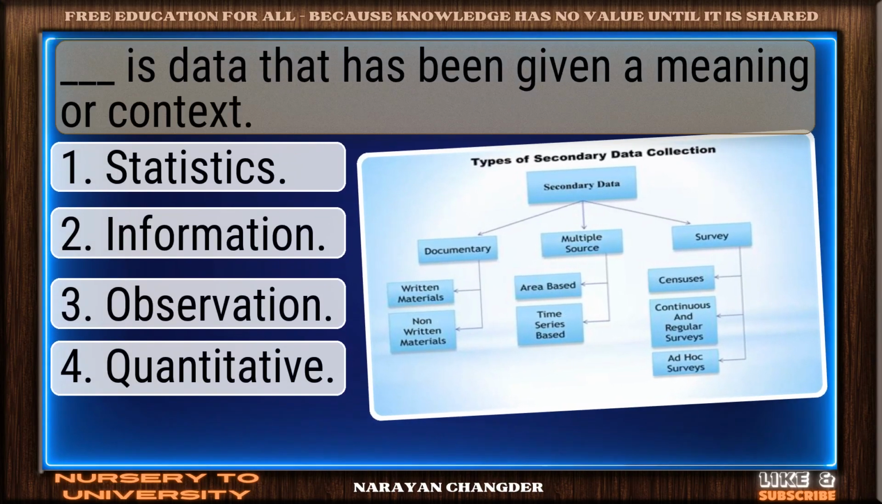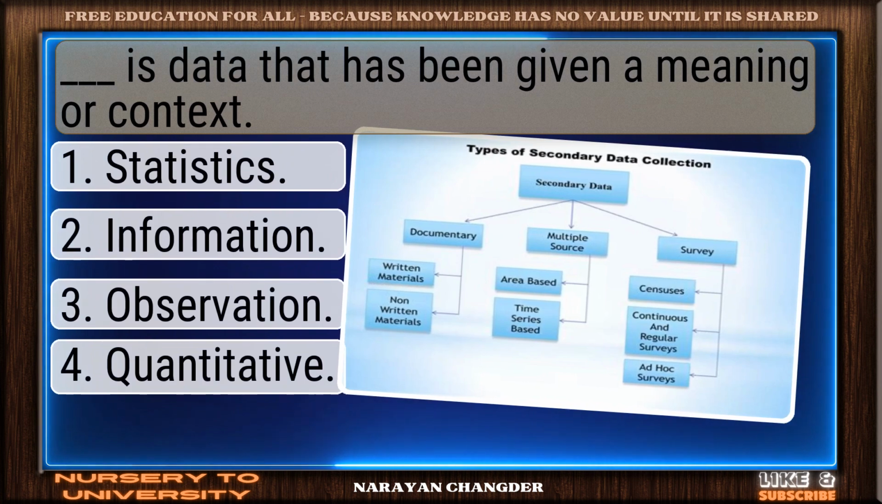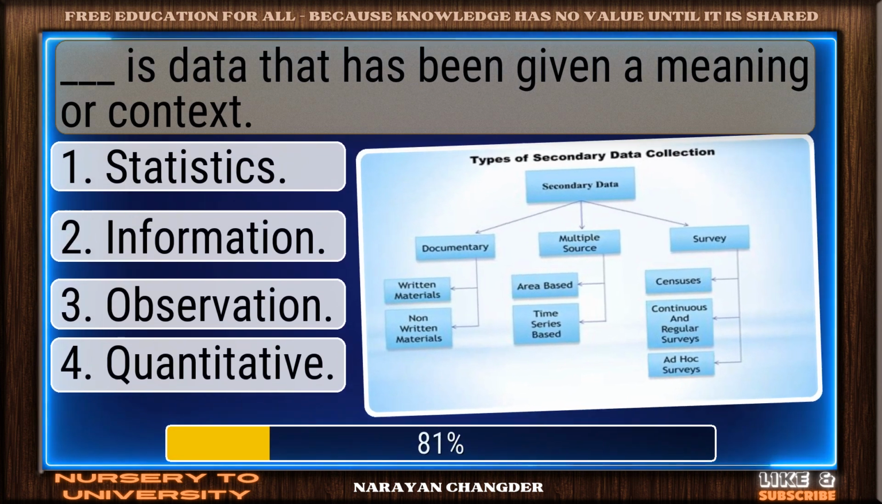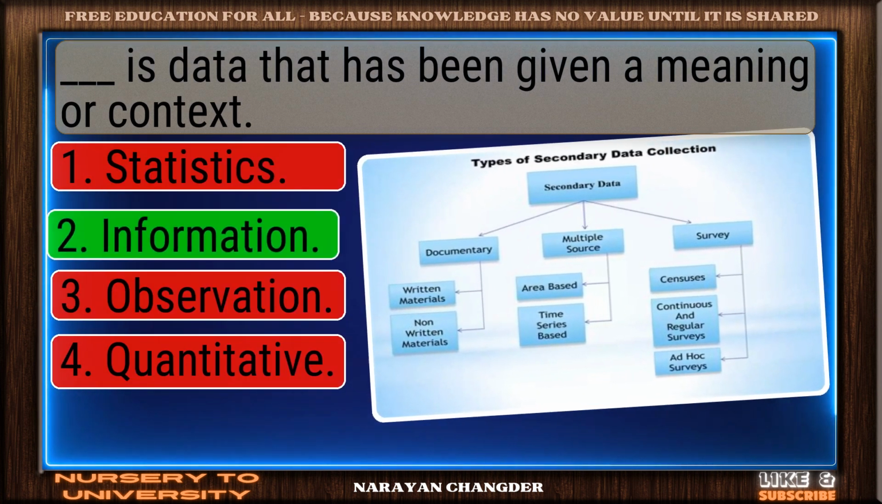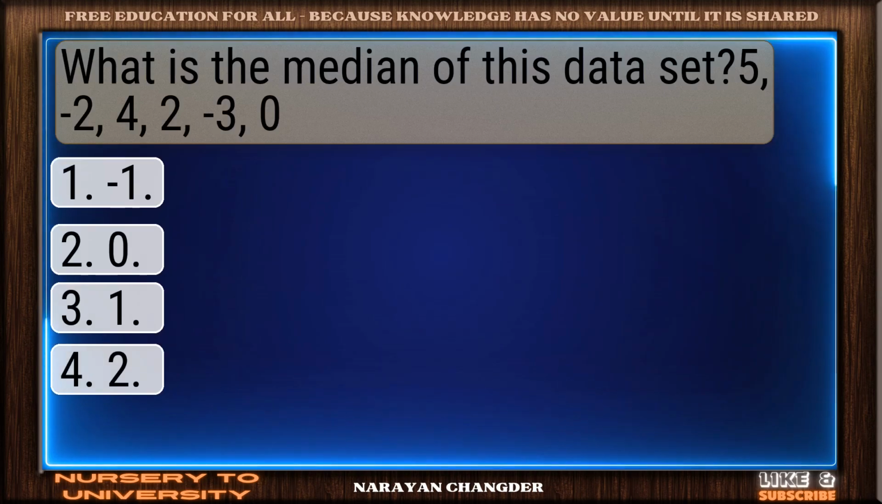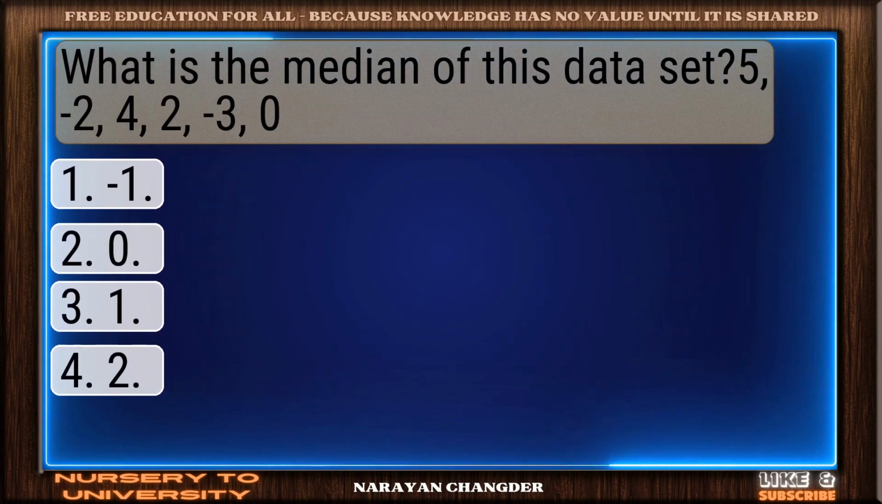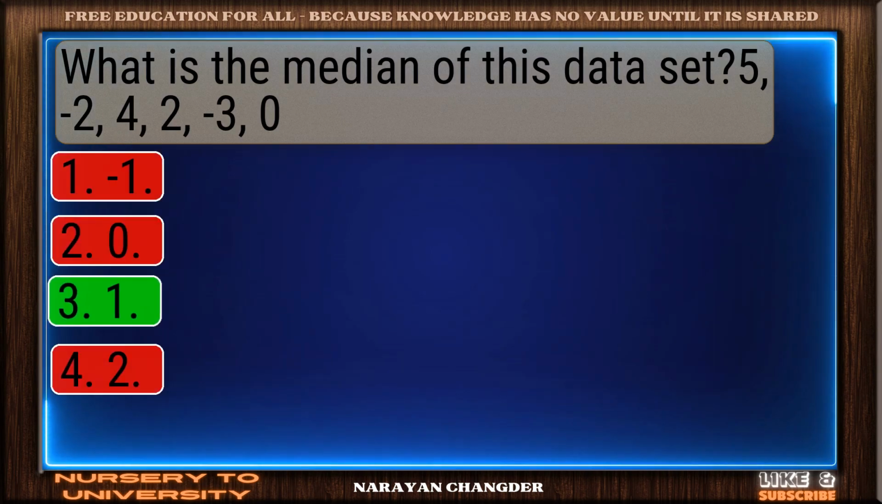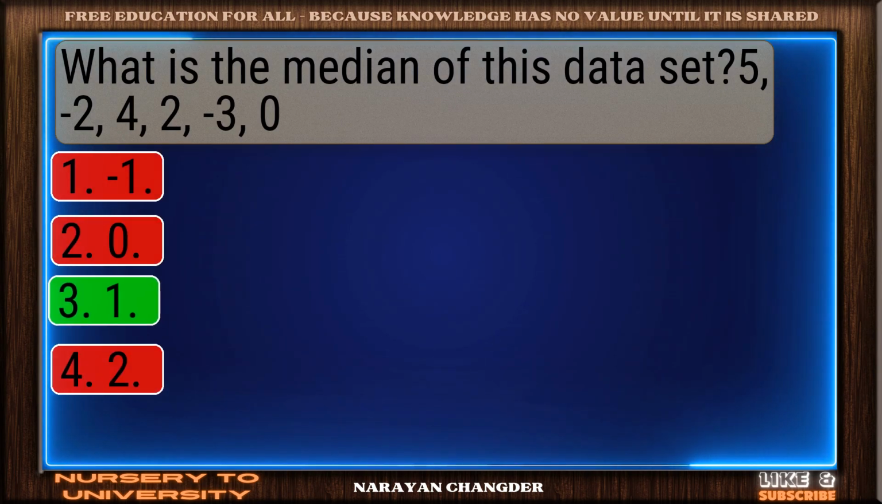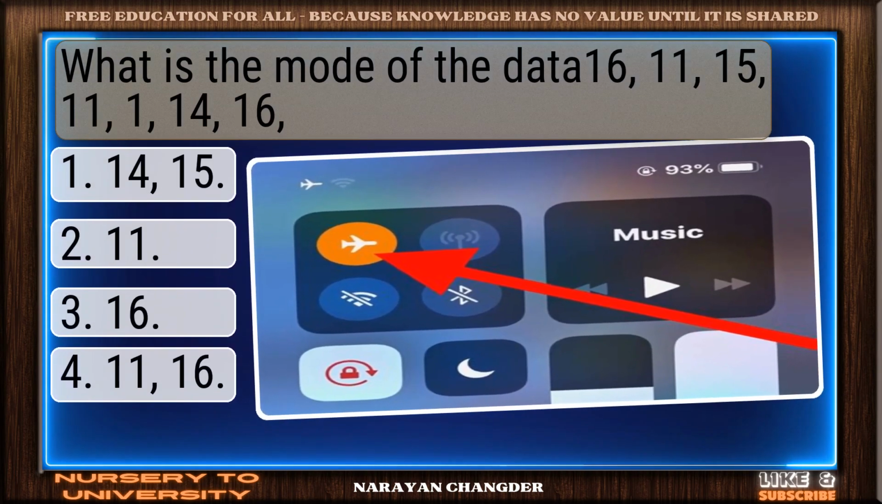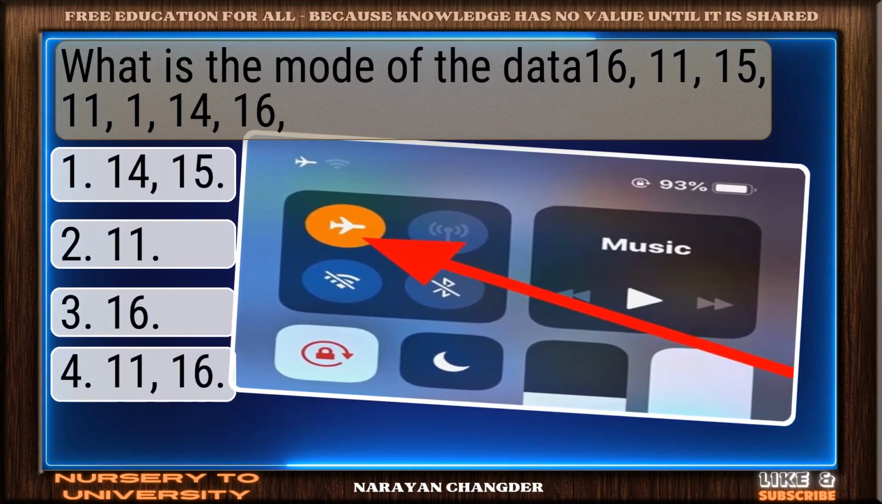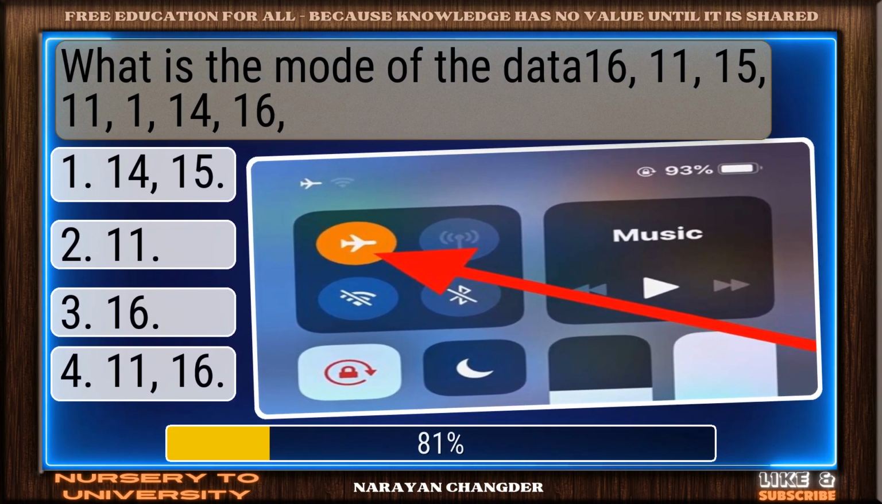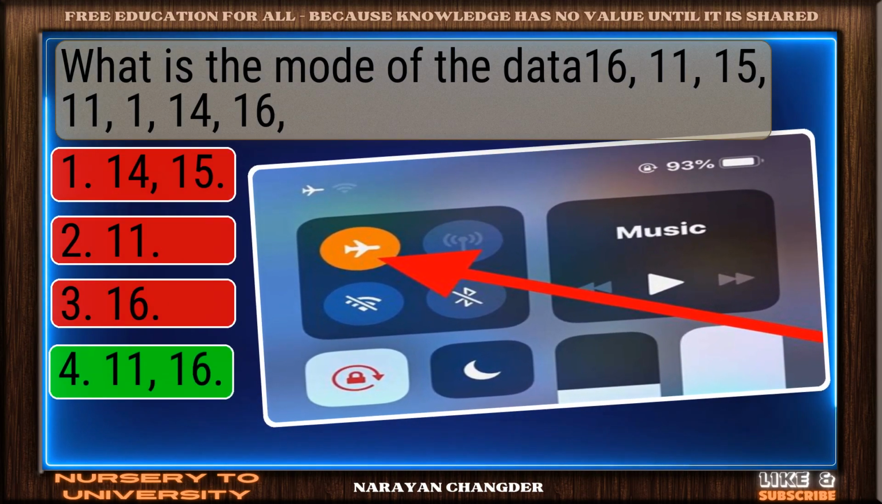Dash is data that has been given a meaning or context. Clear logic. Information is sound. What is the median of this data set? 5, 4, 2, 3, 0. Strong choice. 1 is right. What is the mode of the data 16, 11, 15, 11, 1, 14, 16? Well, 11, 16 is right.